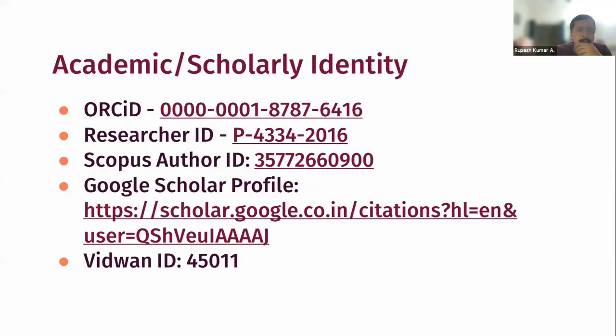So here is the list of all my academic scholarly identity profiles: my ORCID ID, Researcher ID, Scopus Author ID, Google Scholar profile, and my Vidwan ID. What I have done is I have made myself and my research more visible to others. Visibility can be ensured not only from the journal side, but also from the author side. Today, we have ample opportunity, a good number of platforms to create accounts and upload the publications, if not full text publications, then the details of publications.